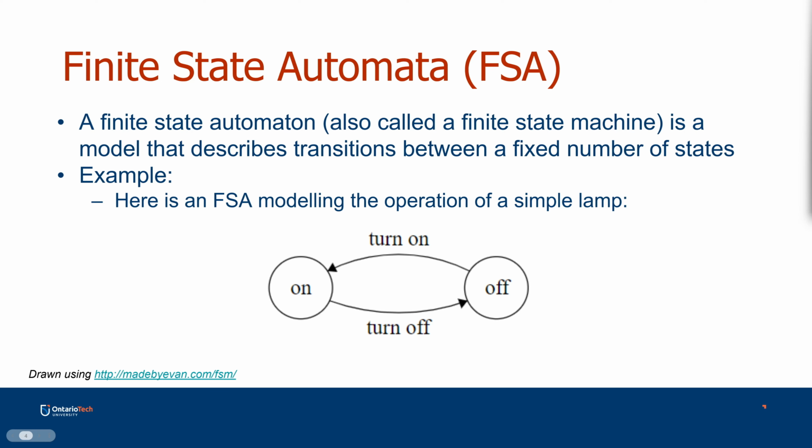Here's an example down here about a lamp, and you can see that we've got two states. There's an on state and an off state, and then there are transitions shown here as arrows. If we want to transition from the off state to the on state, we just turn the lamp on. And if we want to go from the on state to the off state, we just turn the lamp off.